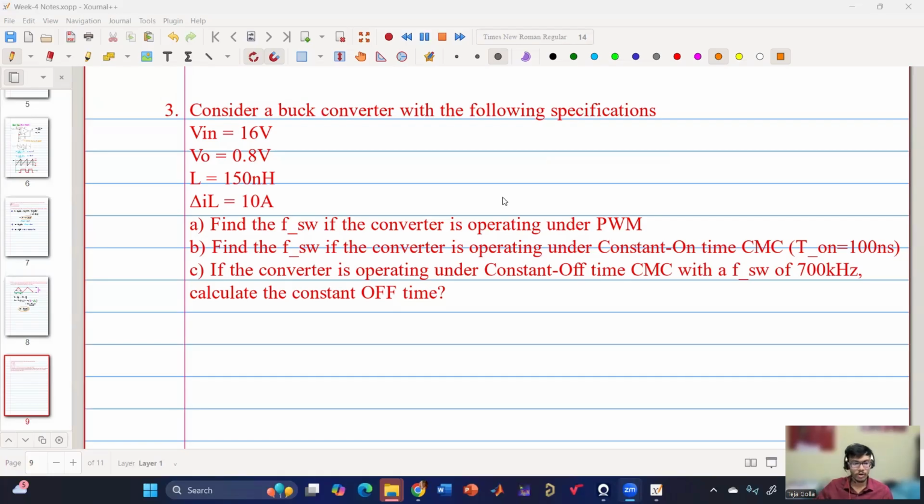So how many of you have solved part A? Sir, is it 506 kilohertz? 506 kilohertz, okay, let me check. Others are getting the same answer. So let us start solving.